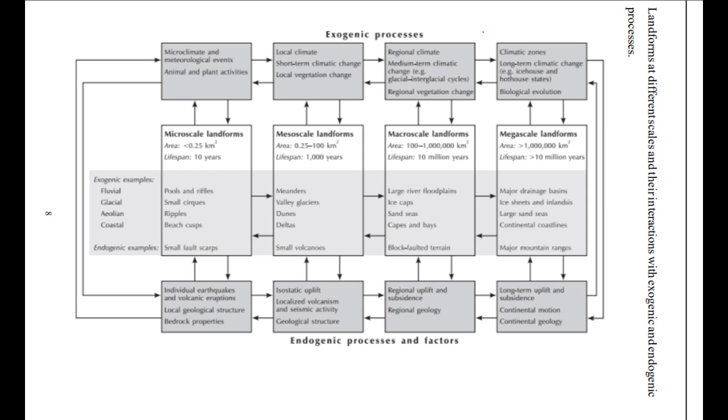Key takeaways. Landforms are the result of a complex interplay between external and internal forces. The scale of a landform influences the processes that shape it and its lifespan. Exogenic processes tend to wear down landforms, while endogenic processes tend to build them up. In conclusion, the image provides a comprehensive overview of the dynamic relationship between landforms and the processes that shape them. By understanding these interactions, we can better appreciate the diversity and complexity of the Earth's surface.